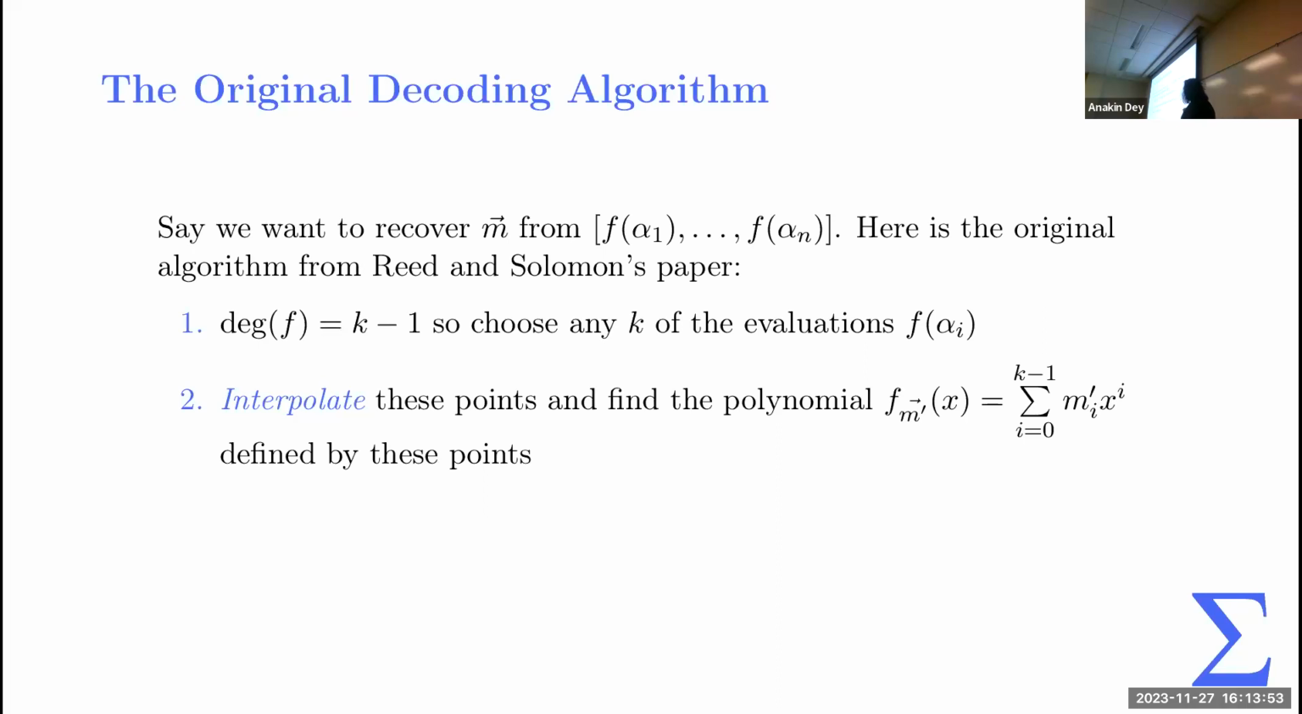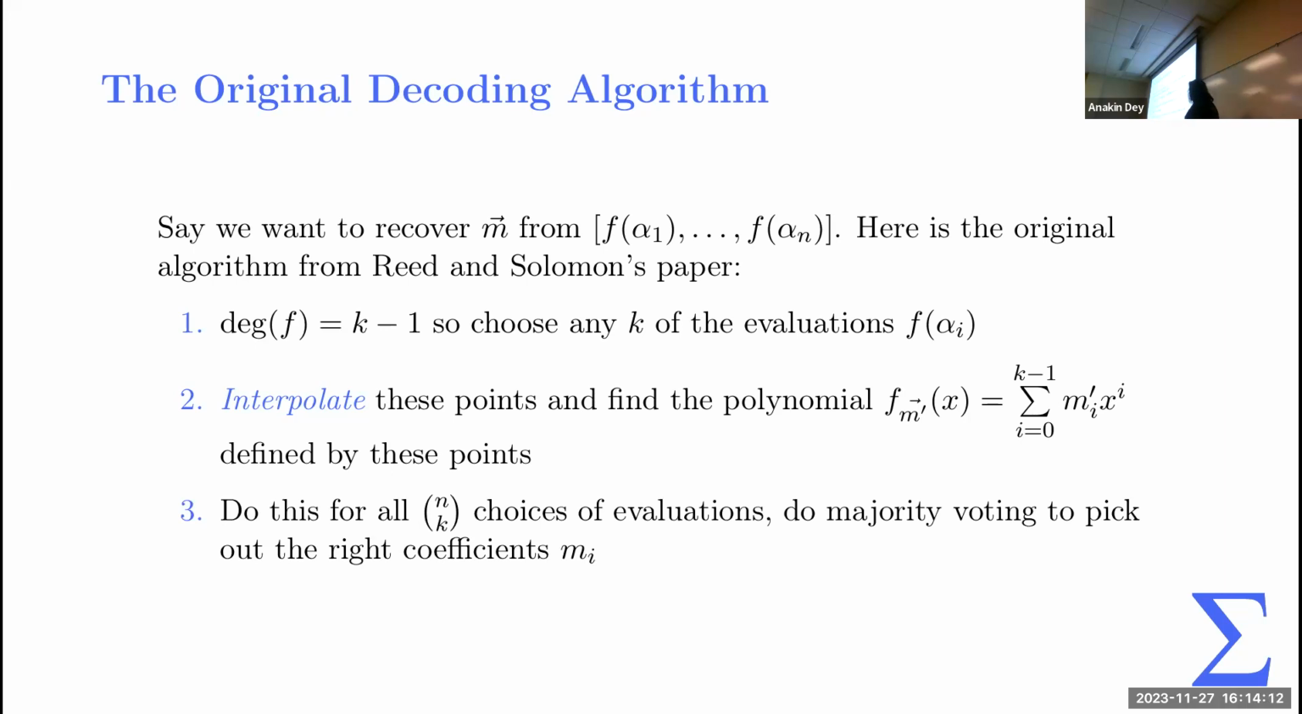Because you know that you evaluated f to get these evaluation points, right? That's how it was encoded. And we want to recover that polynomial, right? Because if we recover that polynomial, we can read out the coefficients and get the message.